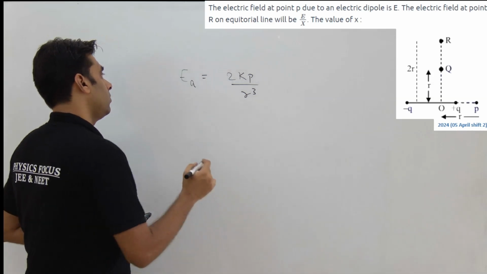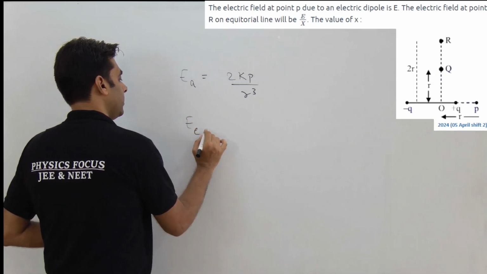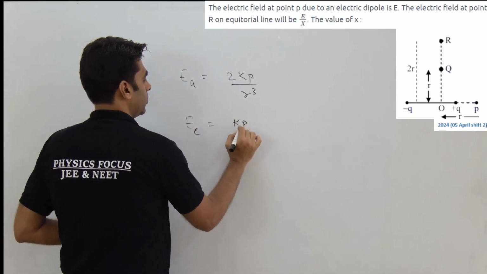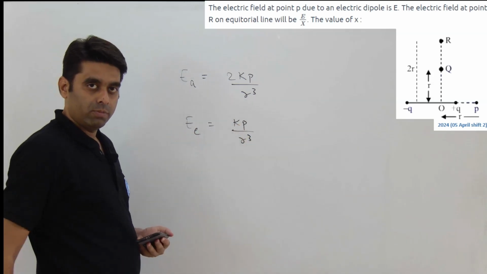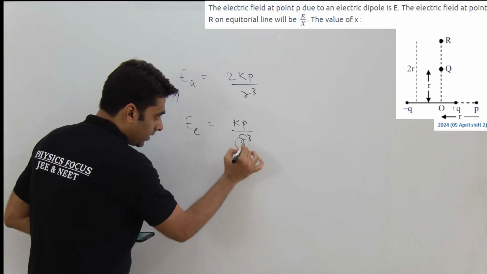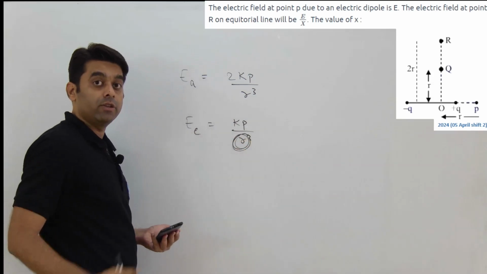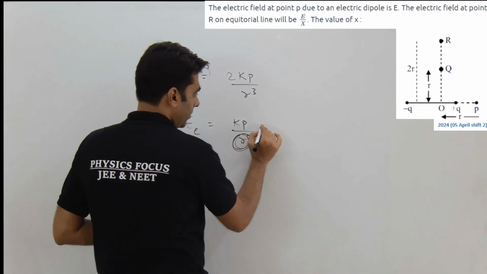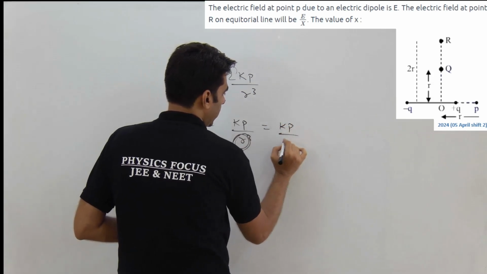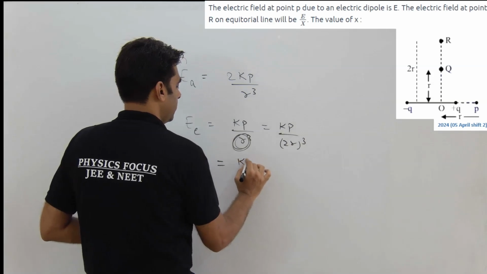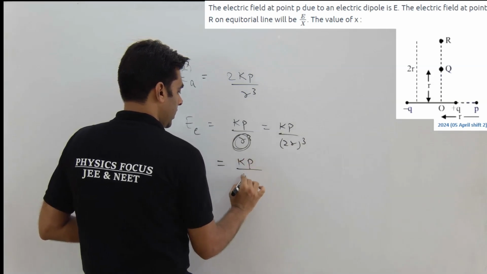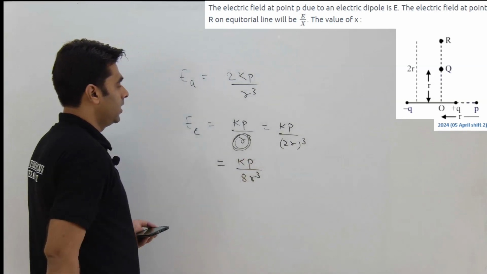First of all, what is the electric field at an equatorial point? It is kp by r cube, right? We should know the result. Electric field at an equatorial point is kp by r cube, but here the distance of the point is 2r, as given in the diagram. So kp by (2r) whole cube. How much are we getting? kp by 8r cube, right?